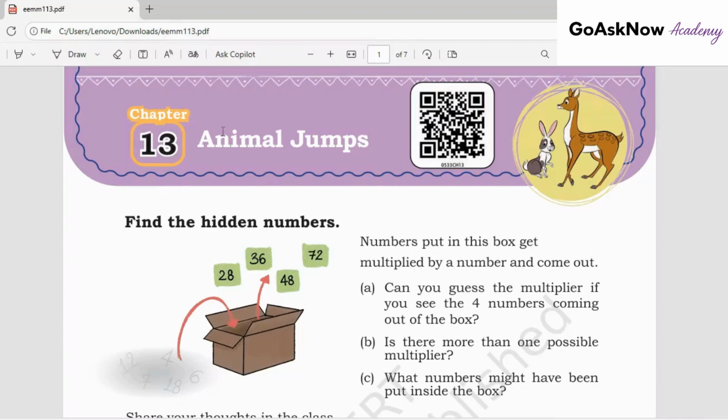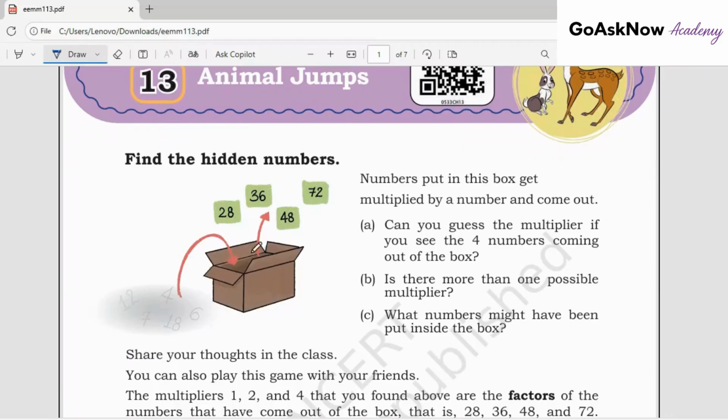Hi, welcome to chapter 13, Animal Jumps. Here, find the hidden numbers. Numbers put into this box get multiplied by a number and come out. Can you guess the multiplier if you see the four numbers coming out of the box?